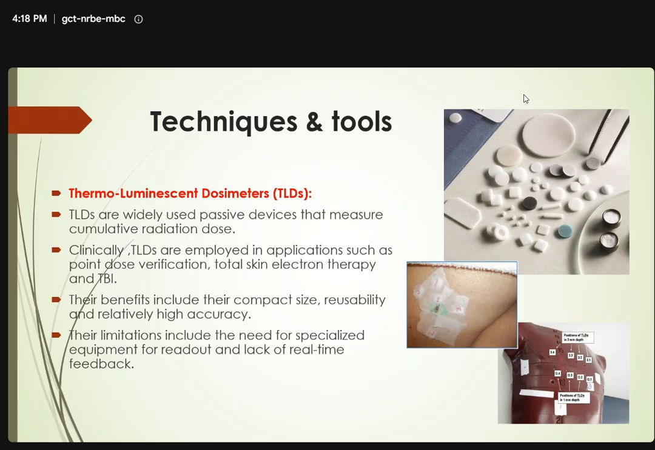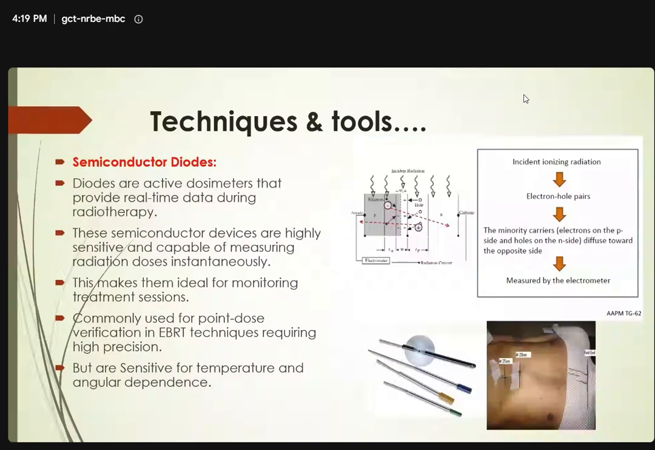Their benefits include their compact size, reusability, and relatively high accuracy. But the limitations include the need for specialized equipment for their readout and lack of real-time feedback. So, although it has some benefits, it has some challenges also to perform this IVD. Now, the second is semiconductor diodes.